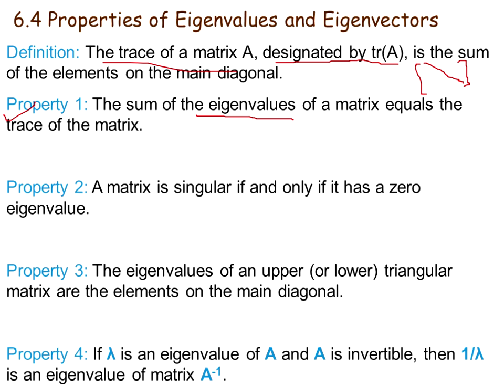And the second property is a matrix is singular if and only if it has a zero eigenvalue. The third property is the eigenvalues of an upper triangular or lower triangular matrix are the elements of the main diagonal. This is the property that I discussed in previous slides, and that is an example of that slide. And the fourth property is if lambda is an eigenvalue of A and A is invertible, then 1 upon lambda is an eigenvalue of A inverse. So these are four properties, and with the help of these properties we can solve many eigenvalue problems.